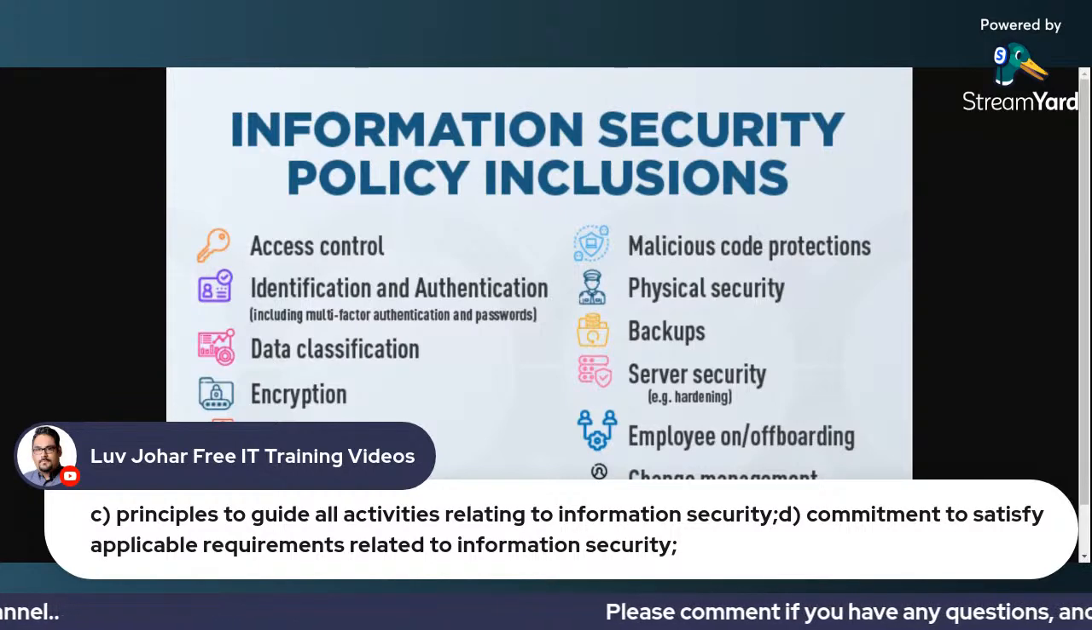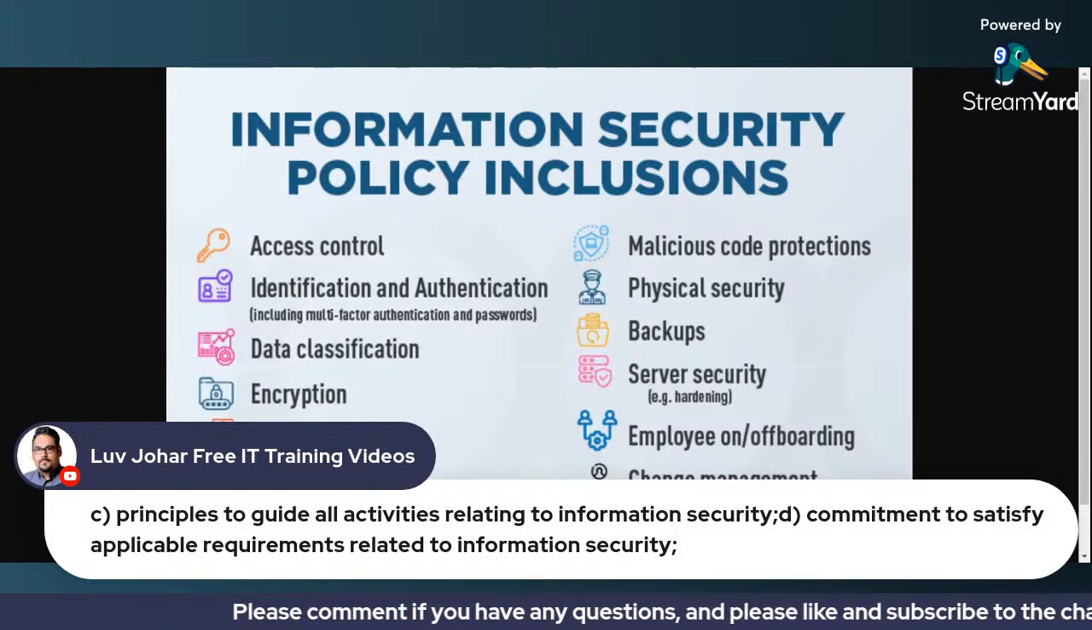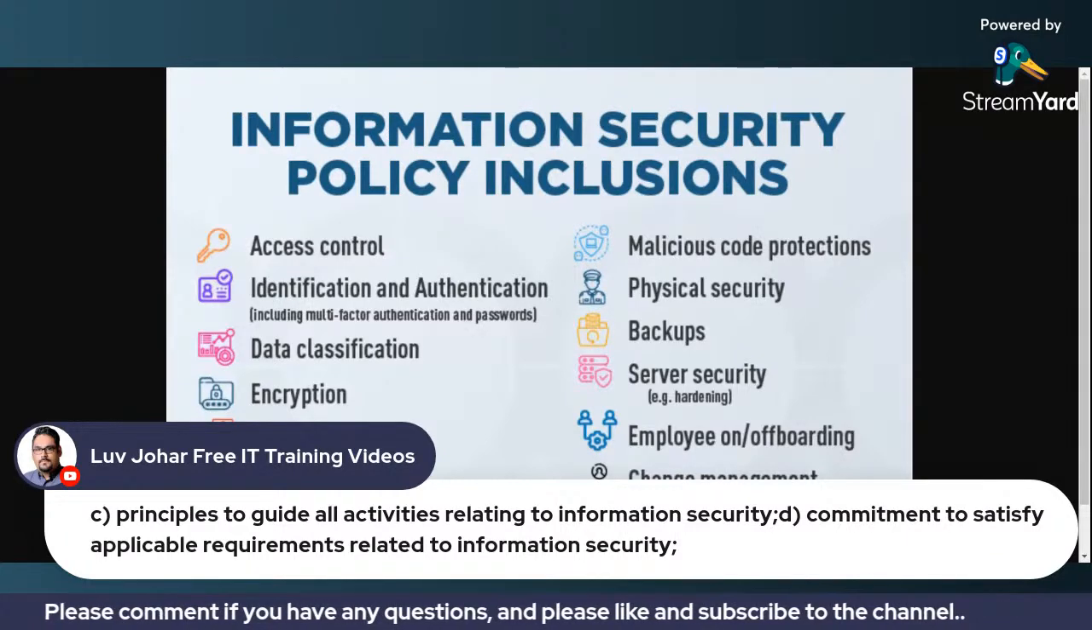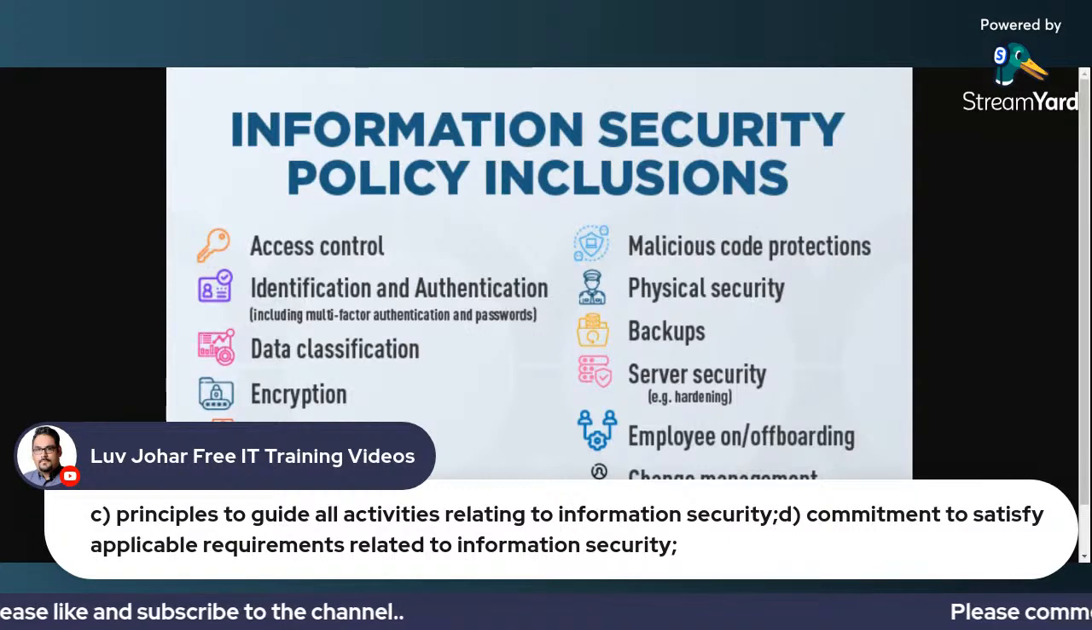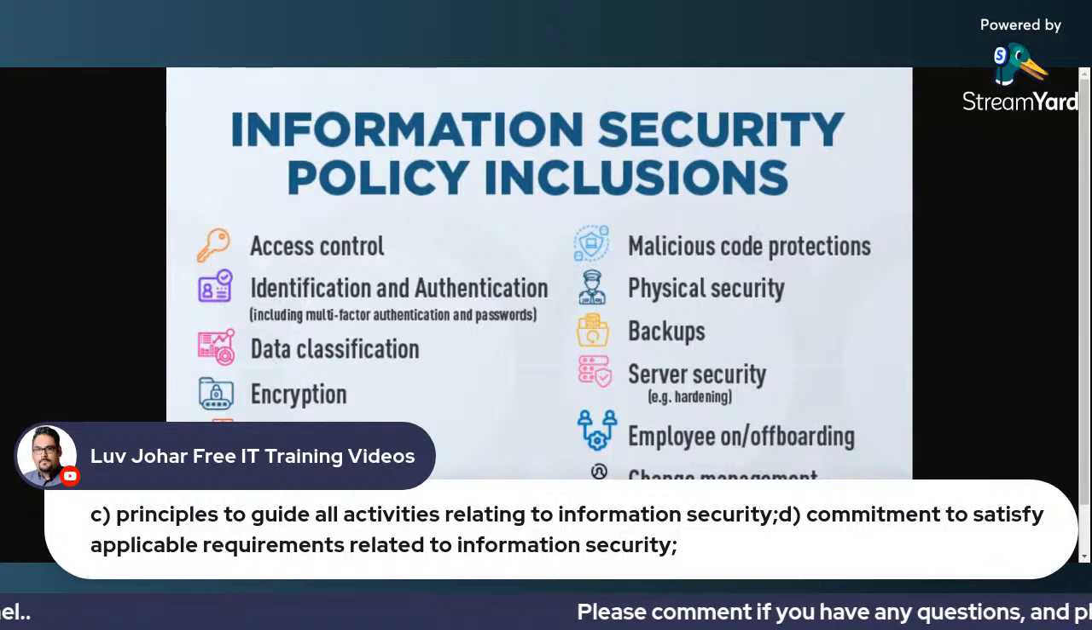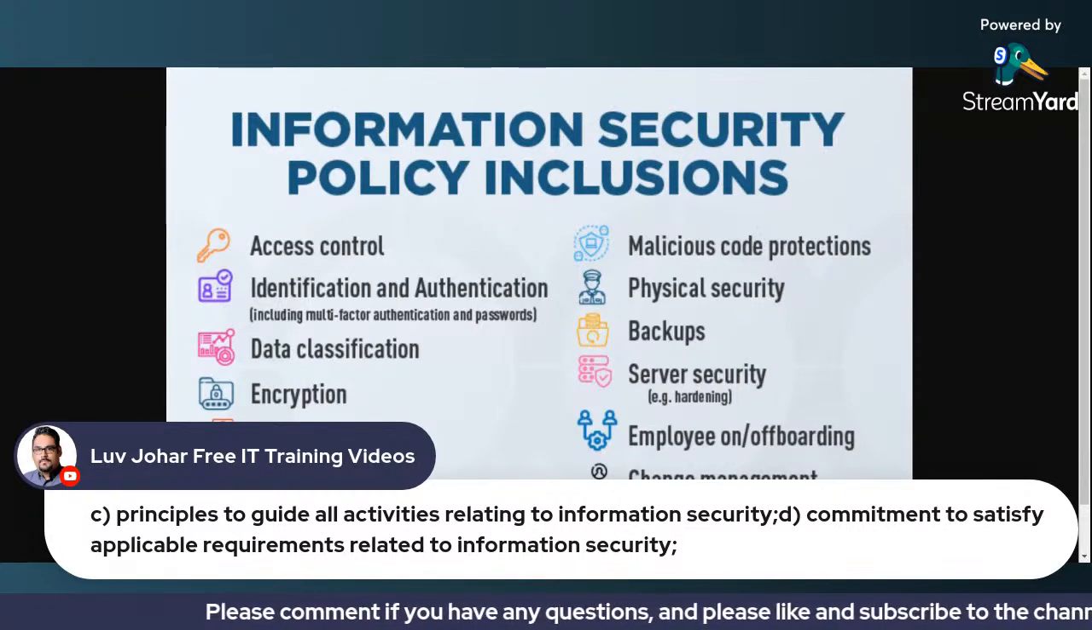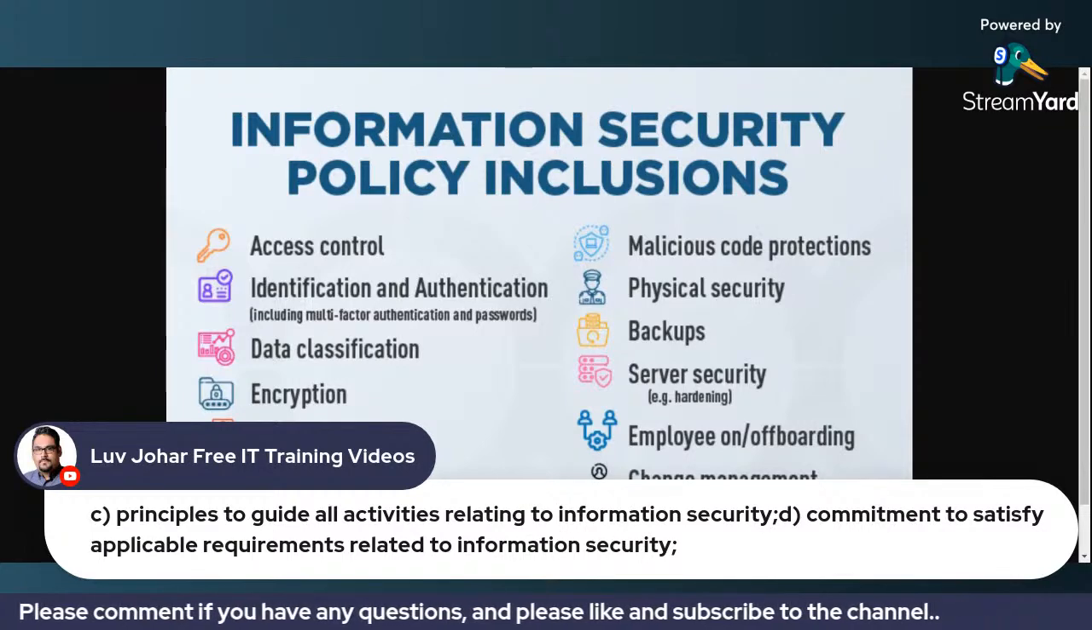We should have different types of principles like confidentiality, integrity, availability. CIA is one of the important principles that we follow everywhere in information security. So you should mention that confidentiality, integrity, and availability are the core principles that your policy is based upon, things like that. Okay. And after that, it says commitment to satisfy applicable requirements.